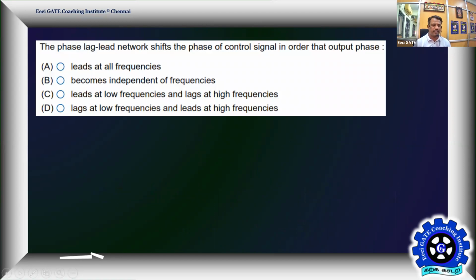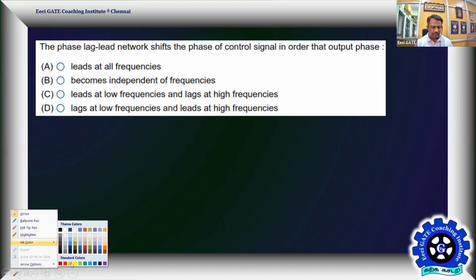Yes, so it's a lag-lead network. The phase lag-lead network shifts the phase of a control signal so that the output phase becomes what? It is independent of frequency, leads at low frequencies and lags at high frequencies. Yes, we should know this. Without knowing a lag-lead network, we can't conclude the problem.